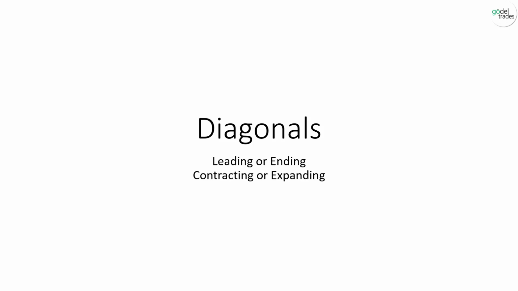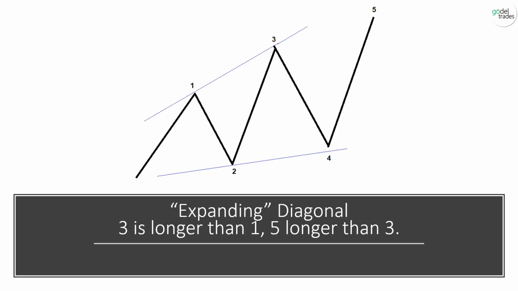All right, let's talk about diagonals briefly. So diagonals are either leading, they start a sequence, or they end a sequence. And they're either contracting or they're expanding. Here's an example of an expanding diagonal. Within an expanding diagonal, wave 3 is greater than 1. So distance traveled in 3 is greater than 1, and distance traveled in 5 is greater than 3.